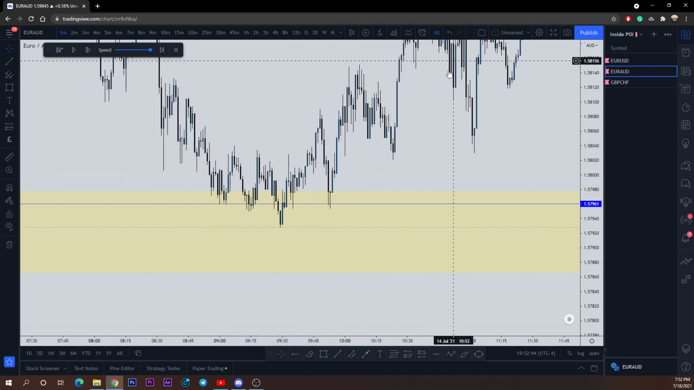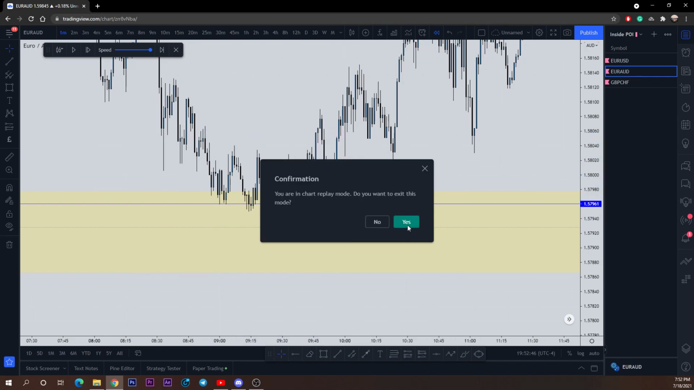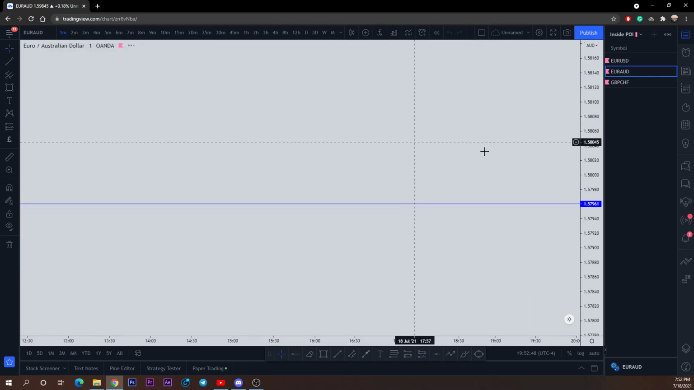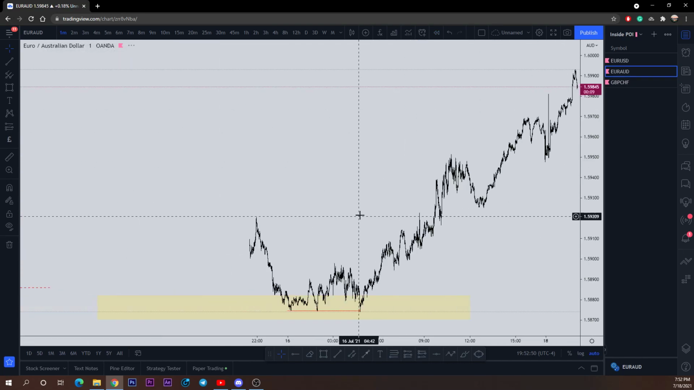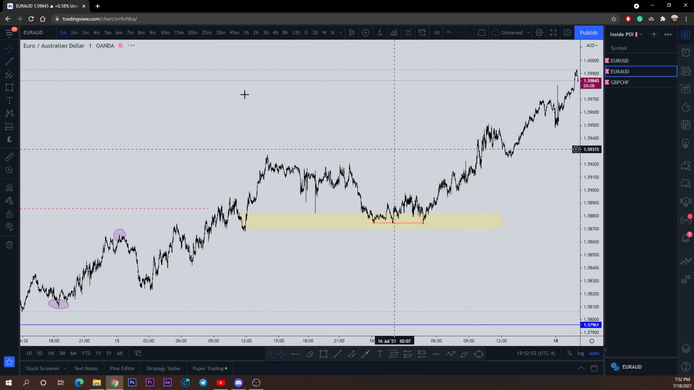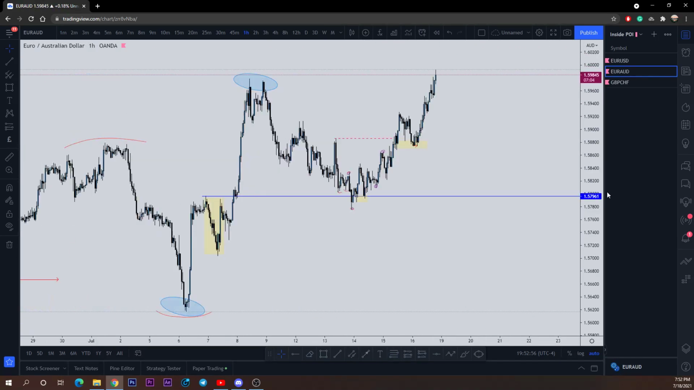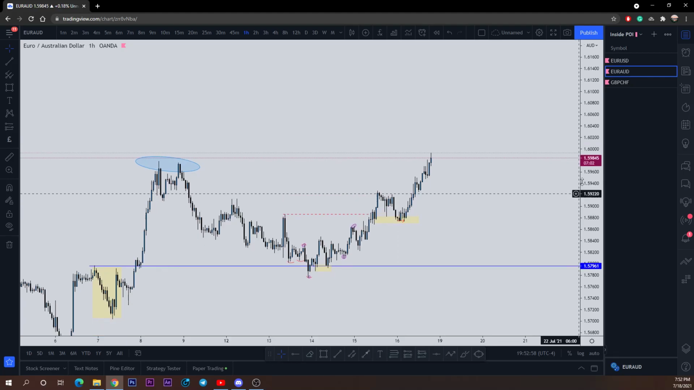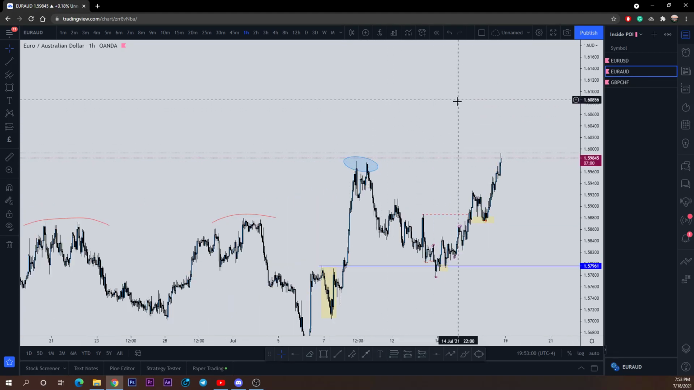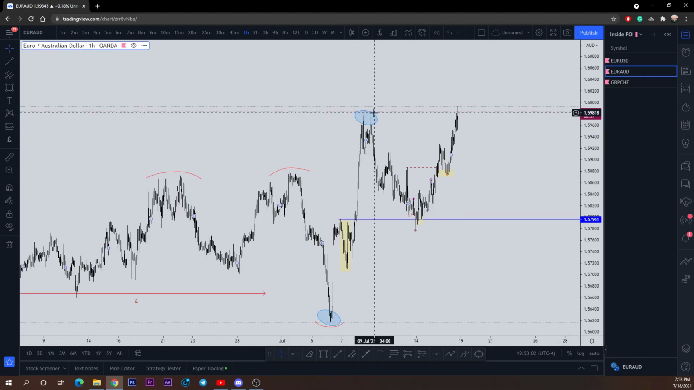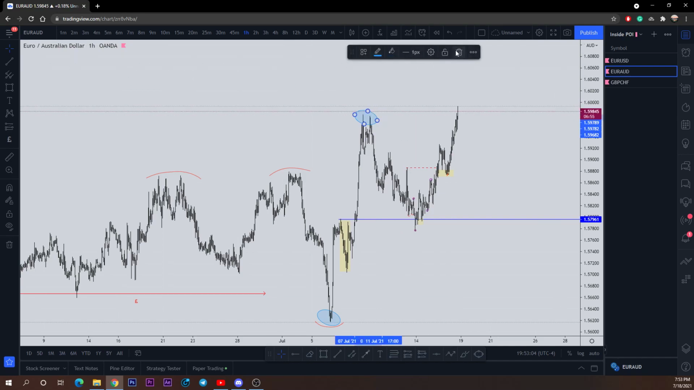Sadly, I missed it. I wasn't looking at this at the time. So it is what it is, man. You're going to miss trades like that, man. It is what it is. But after that, what I see is that we made a new high. So I like that. I like the fact that we are making new highs.